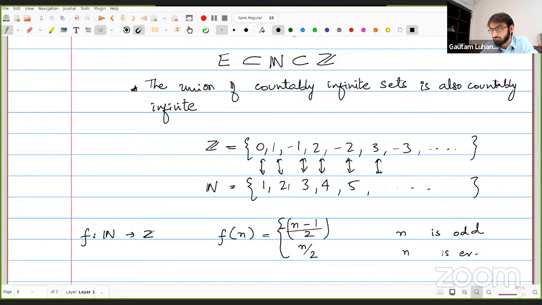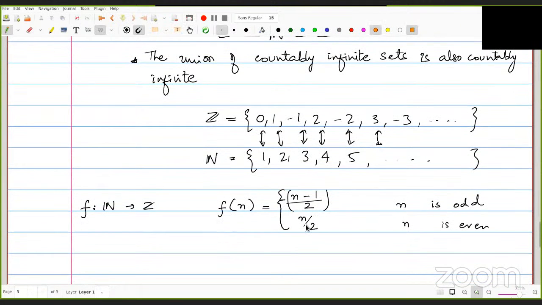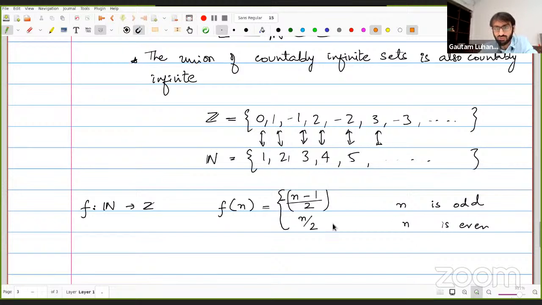So let's check your function for a few elements and see if it works or not. Let's talk about even numbers first. For 2, it should be 1. So 2 over 2 is 1. That seems to work out. 4 over 2 is 2. That works out. 6 over 2 is 3. So at least for the even numbers, your mapping works perfectly fine.